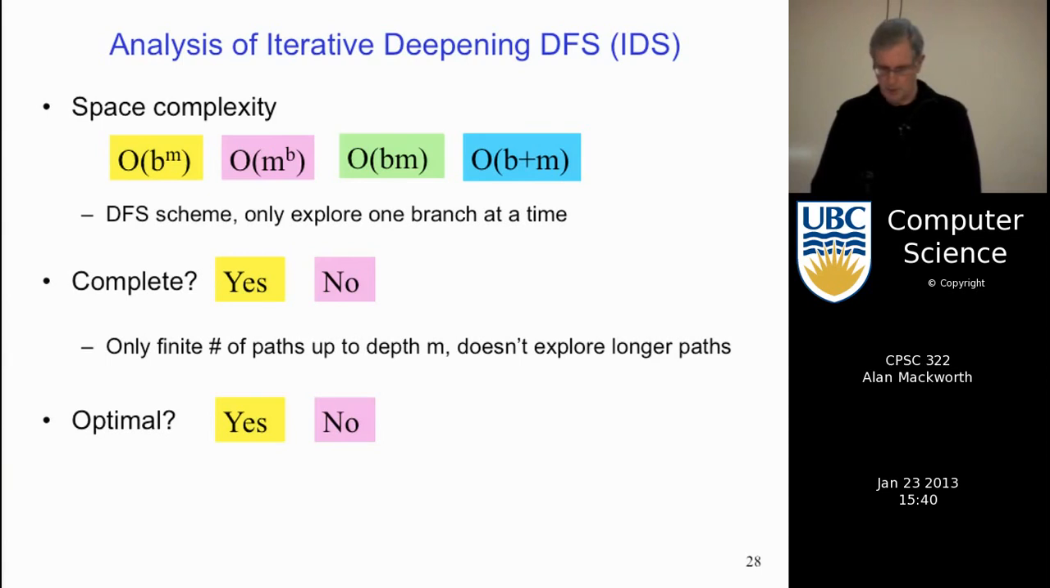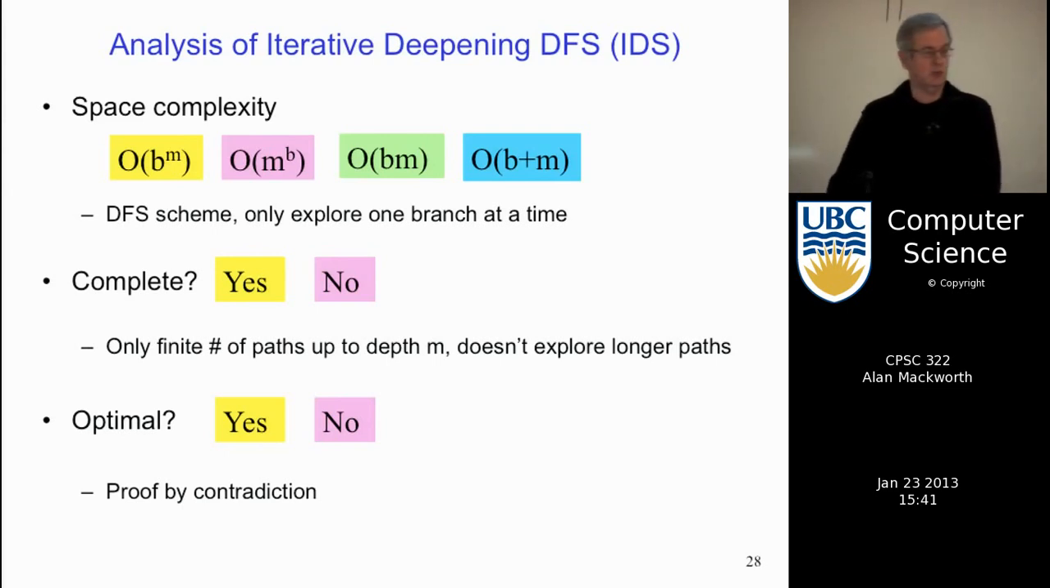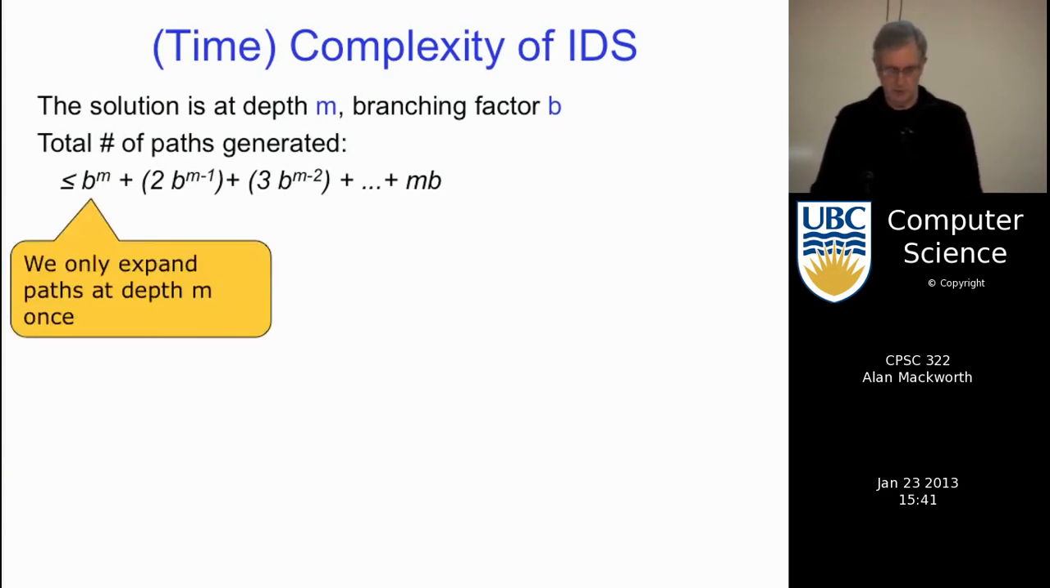Is it optimal? Yes or no? Assuming our costs are 1. Yeah, because it's guaranteed to find the shortest one, as opposed to standard depth first search, which is not. And you can easily prove that by contradiction. I'm going through this quickly because it's really just review. I just represented the material.